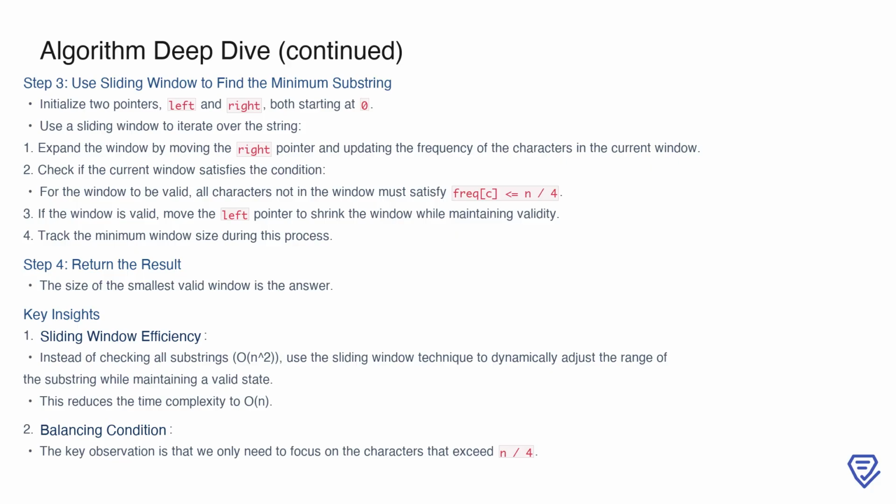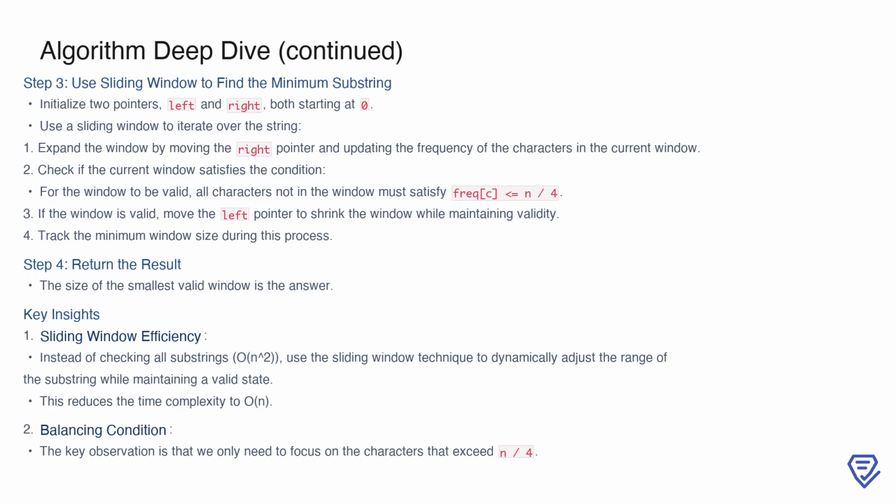To efficiently find the minimum substring to replace, we use the sliding window technique. The idea is to maintain a window, defined by 2 pointers left and right, that dynamically adjusts as we process the string. Starting with both pointers at the beginning, we expand the window by moving right and updating the frequency of characters inside the window.